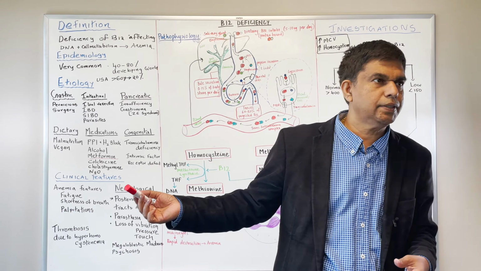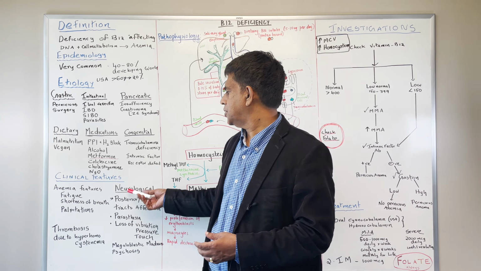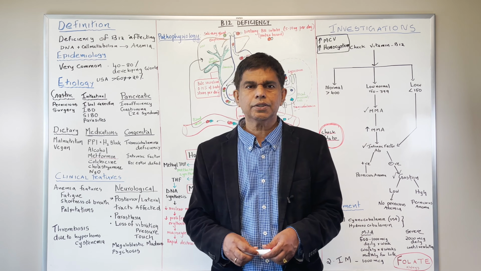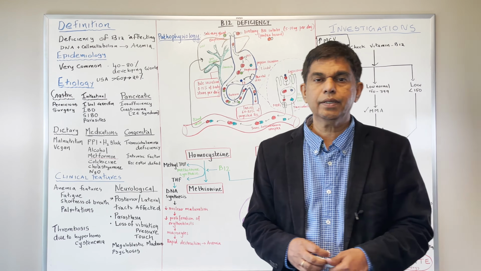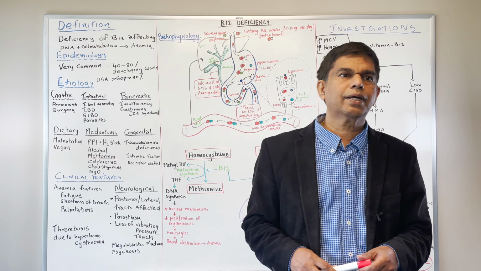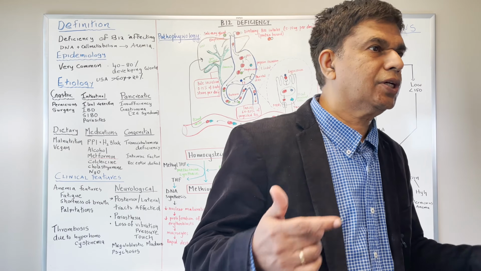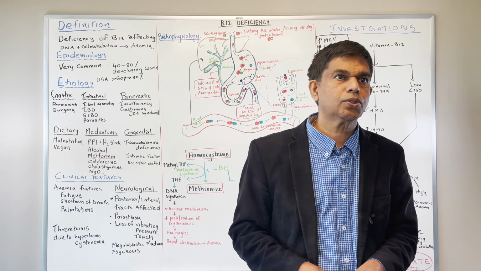20% we say may not have anemia, right? And then what are the neurological causes? Neurological causes are also very important. First of all, the dorsal column is affected. When you talk about the dorsal column, you can have loss of vibration, pressure, touch, and then you can have paresthesia, dorsal column loss.